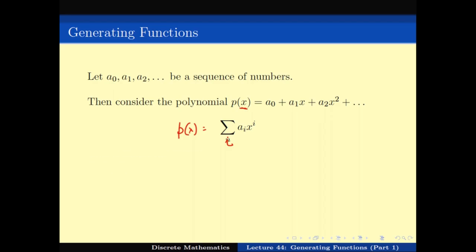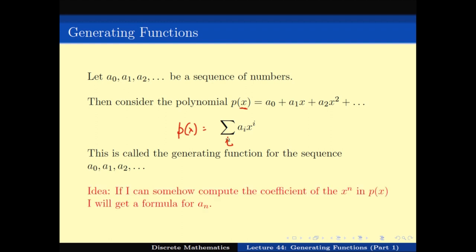Now this doesn't solve anything. I am just representing this generating function as a polynomial. But maybe using some nice tricks that we will see in the next video, we might be able to somehow compute the nth coefficient, meaning the coefficient of x power n in this polynomial p of x. And if I can do that, then I will understand that the coefficient of x power n is nothing but an. So I will get a formula for an, which in fact would be the solution for the recurrence relation.